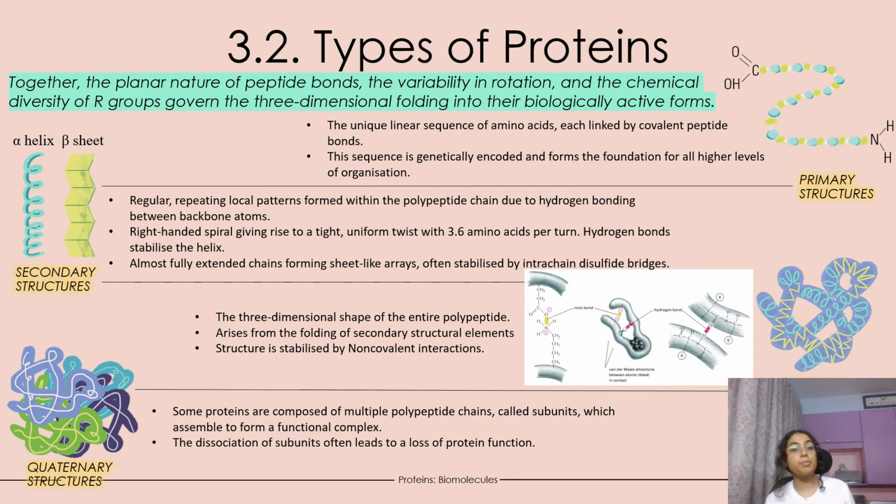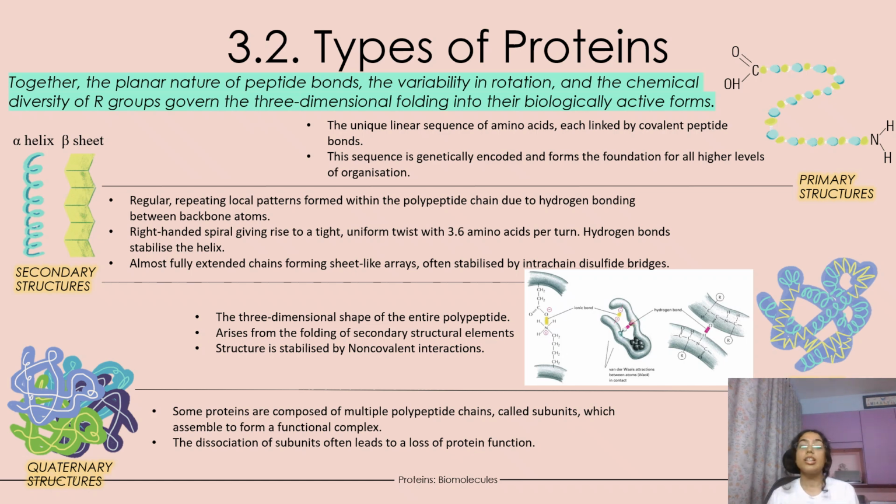And the second type is beta sheets, which are almost fully extended chains forming sheet-like arrays, often stabilized by intrachain disulfide bridges. Hydrogen bonds can form between backbone atoms of neighboring strands, which can be parallel, same orientation, or anti-parallel, opposite orientation. Examples, flavodoxin and silk fibroin.